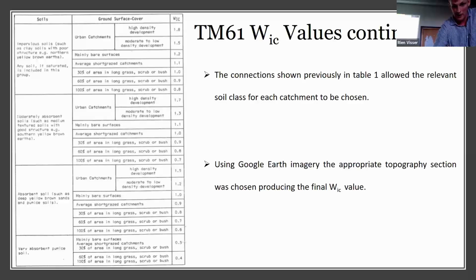So the connections made in this table relate to the soils on the left-hand side there, and then using Google Earth imagery, the appropriate topography factor was chosen. Pumice soils were excluded due to the fact that there was a study saying that it's very variable, and caution should be used when using 0.4 and 0.5 values for pumice soils.